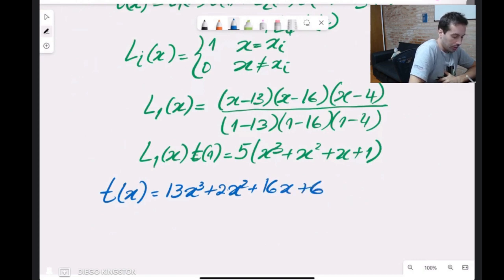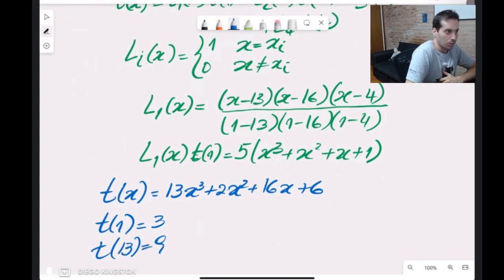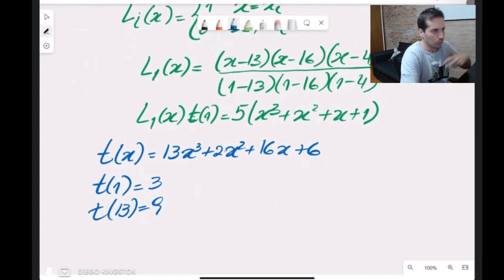You can try for yourself and see that if we evaluate it at 1, that yields 0, and the same for the next point, where it evaluates to 3. And if we evaluate it at 13, that gives 9, and so on. And so this polynomial condenses all the information of the execution trace.